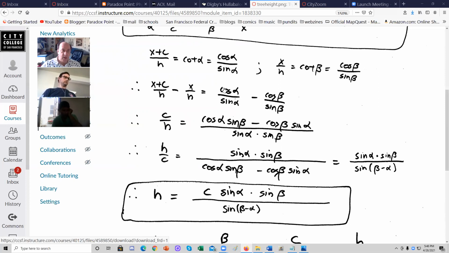Thus, pushing a button, we get h equals 27 feet. So that's an example of this formula. And I think it's fairly obvious.